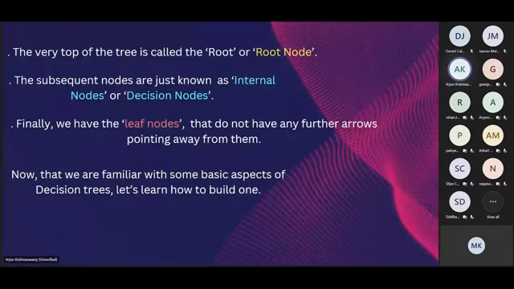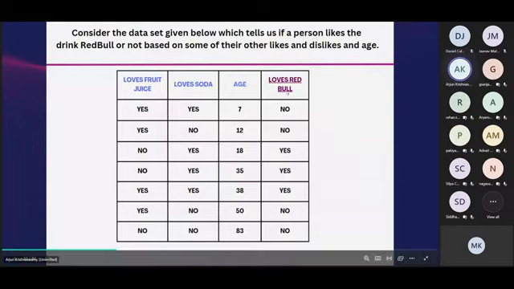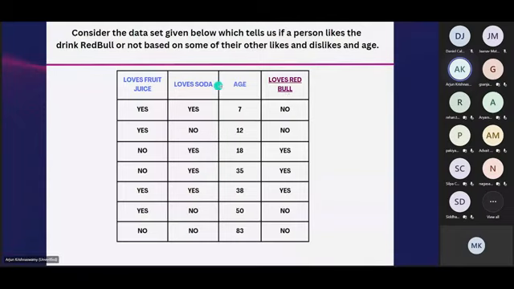So now that we are familiar with the major terms related to decision trees, we'll move ahead to building one from scratch. We'll be using a very simple data set, and our objective here is to predict if a person loves Red Bull or not. We do that using some of the likes and dislikes of the person, and these are known as the features, and this is the target. So the target is to predict if a person loves Red Bull or not using these features. The three features are loves fruit juice, loves soda, and age. And based on this, we'll be predicting if a person loves Red Bull or not.